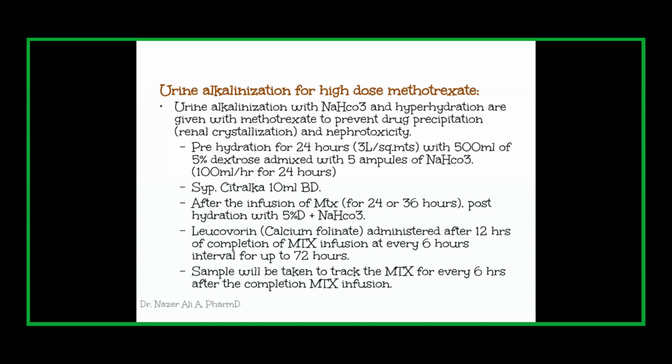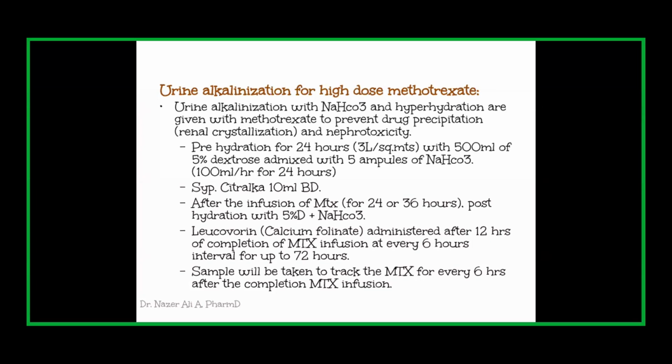So before giving high dose methotrexate, the previous day they will start hydration. They will be adding 5 ampules of sodium bicarbonate to 500 ml of 5% dextrose, which will be given at 150 ml per hour. Okay, so for 24 hours there will be a continuous hydration. They will check like 3 liters per meter square, like that they will calculate. So on the whole, it will be administered at the rate of 100 ml per hour for 24 hours. That is the pre-hydration. And during administration also, the continuous hydration will be going on.